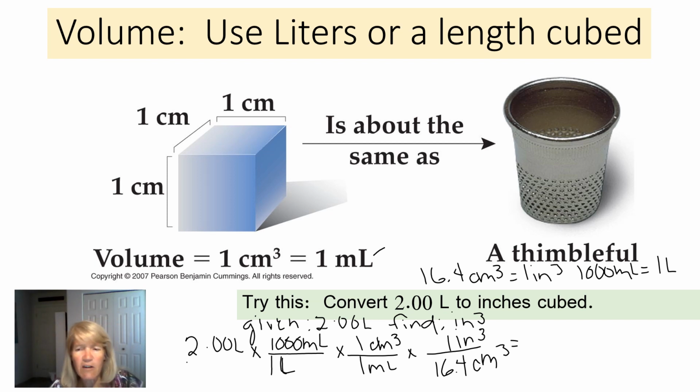And now you go to the calculator and we do 2 times 1,000, and the ones we can just ignore, divided by 16.4 equals, and I get 121.9. Let's just keep our 3 significant figures, so I'm going to call it 122 inches cubed. And that's the answer.